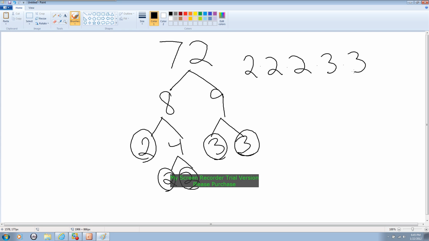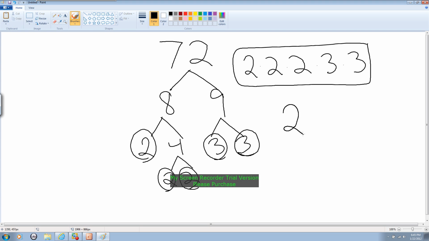I could express my prime factorization that way, but it's usually more proper to go ahead and use exponents too. So I have 2 to the third times 3 squared. Okay? And so that's how we do the prime factorization of a number.